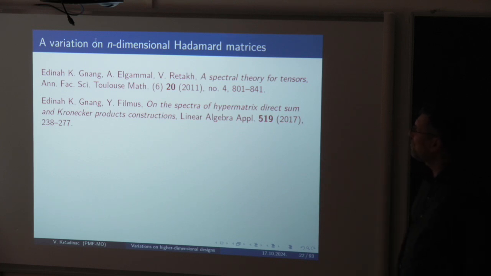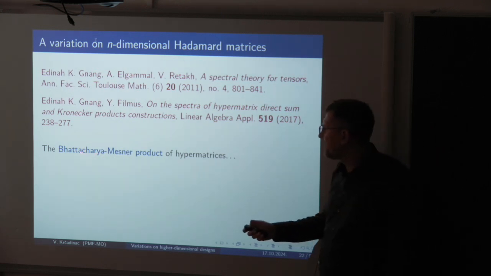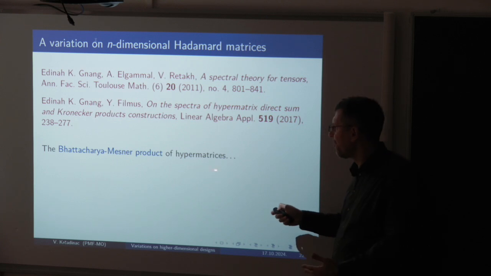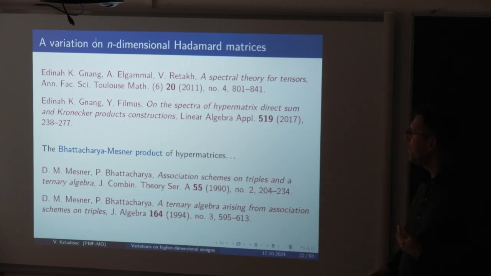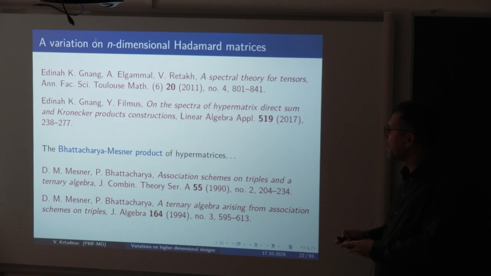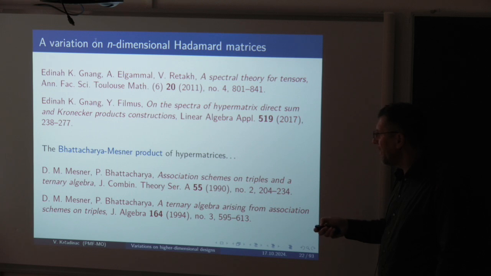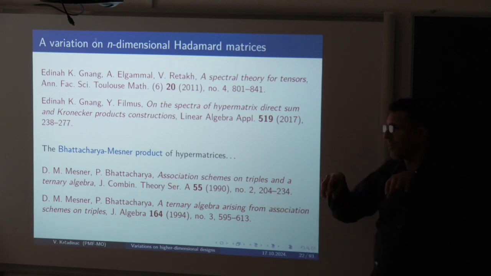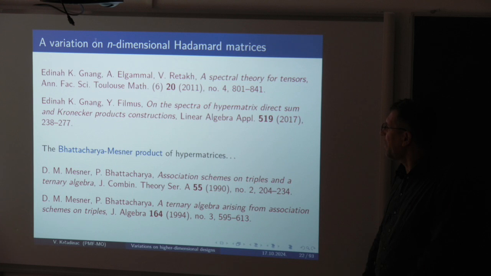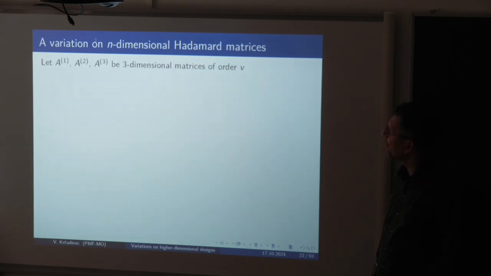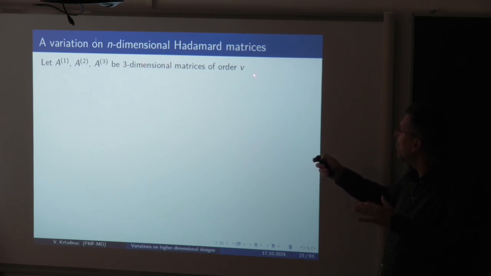So his definition of higher dimensional Hadamard matrices is based on this so-called Bhattacharya-Messner product for what he called hypermatrices. This kind of product was defined by Dale Messner and Bhattacharya, who were actually trying to generalize association schemes to higher dimensions, basically for dimension 3. And then they defined this way of multiplying three-dimensional matrices.